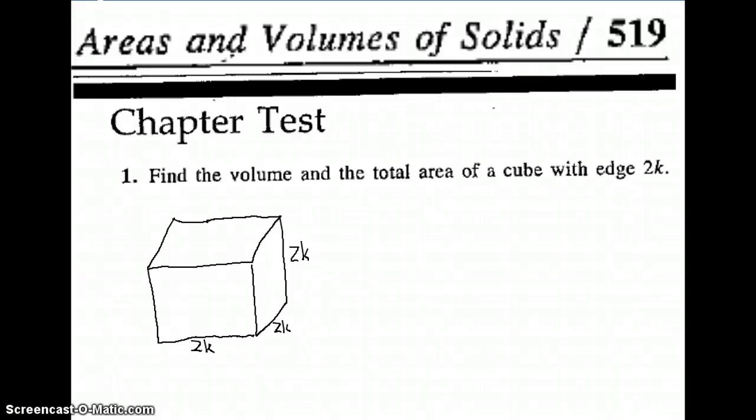Alright, on to page 519, the chapter test, which is at the bottom of the page. It's just like all those little problems crammed together down there. So we have a cube, edge is 2k, trying to find the volume and the total area. Volume is just one of those sides times itself, times itself, times itself. I gotta cube the 2 and I gotta cube the k. Can't make a k today on this thing.